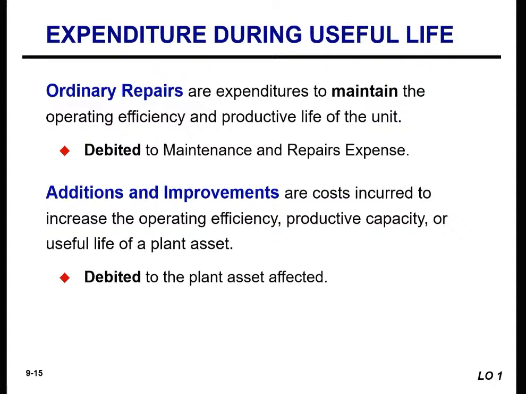Also related to expenditures that may occur during the useful life are additions or improvements. And these types of costs are incurred to increase the operating efficiency, productive capacity, or the expected useful life. So because it is adding to it, they are typically material in amount. They don't happen very frequently. Additions and improvements will be debited to the plant asset account affected and generally increase the company's investment in their productive facilities. Additions and improvements are called capital expenditures.